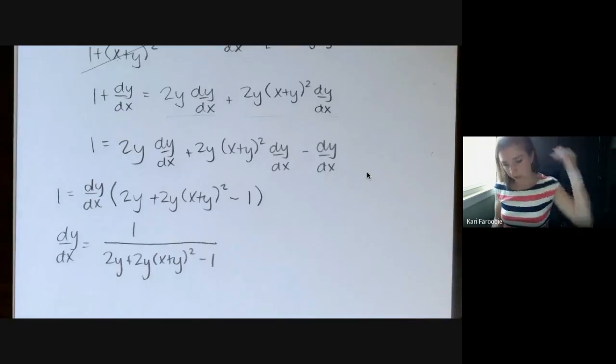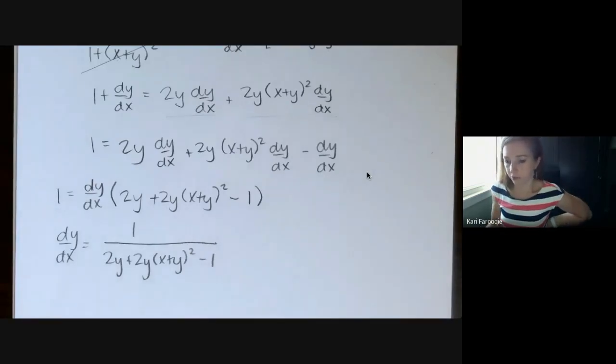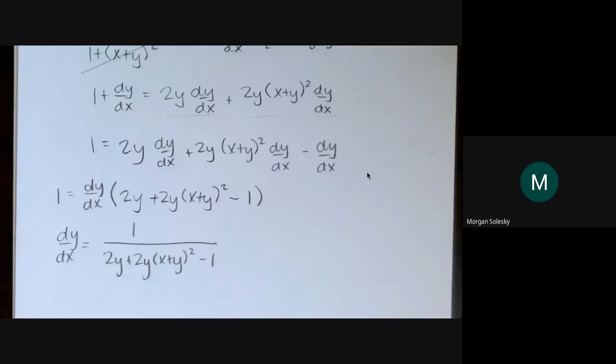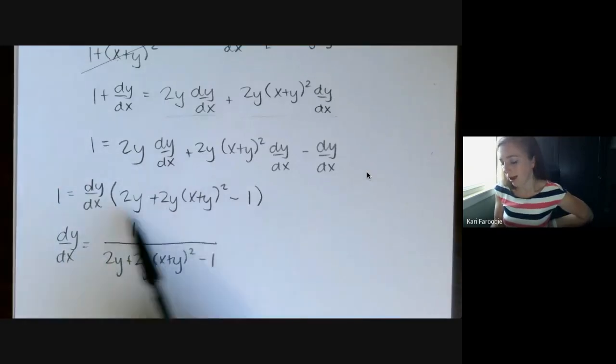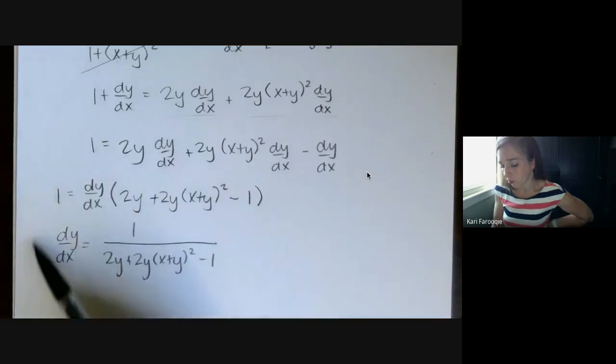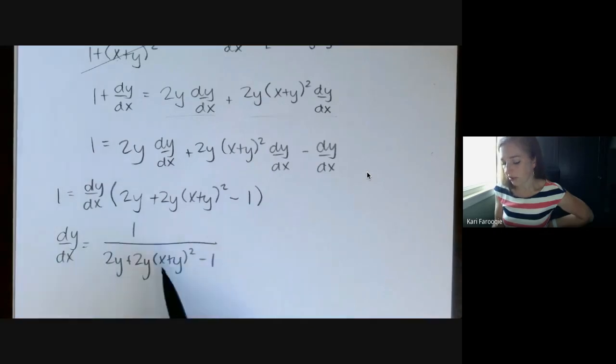Questions on dy dx? Go ahead, Morgan. Why didn't we FOIL the x plus y? I see why this is confusing, because I made you do it when I was having you find inverse trig derivatives. Really, the goal here is to find the equation of the tangent line. So I'm going to use this to get to a slope. I'm not as concerned with how simplified it is. I do want you to simplify it. But for something where there are so many steps, I'm less concerned about multiplying out a binomial.